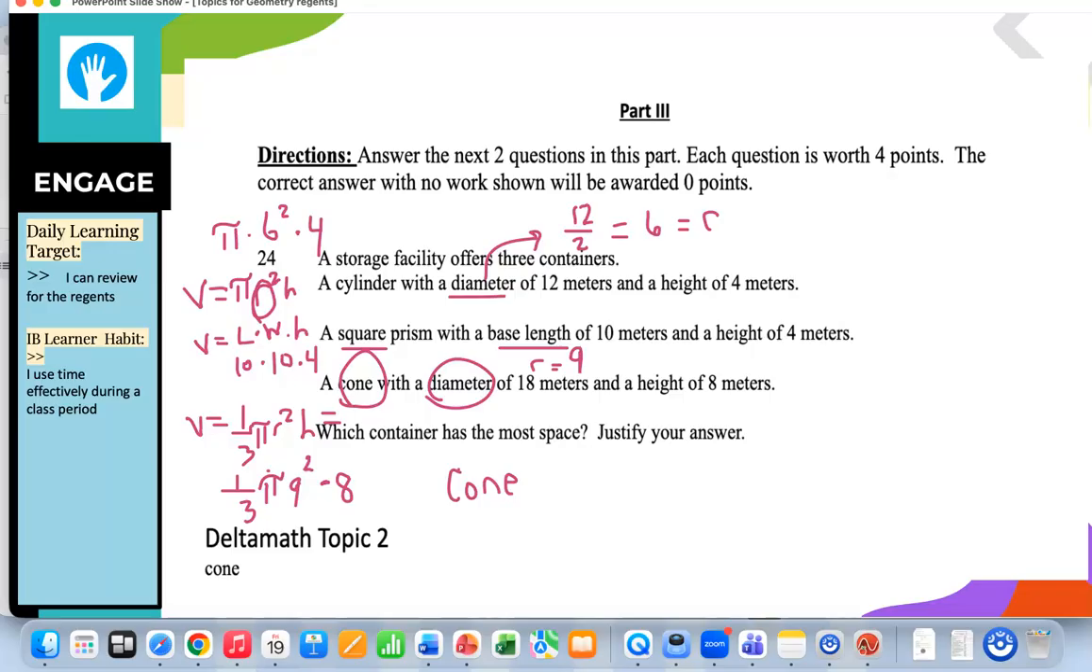So in addition to the work, you have to write something. In this case, they're asking which container has the most space. The answer: the cone.